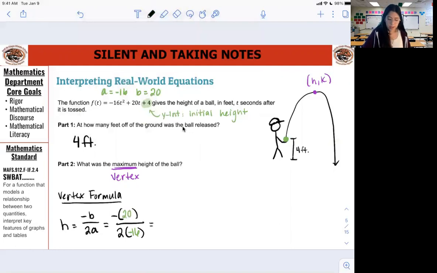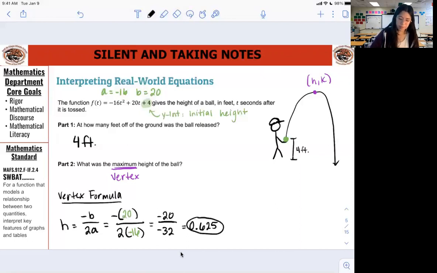So negative 20 over negative, what? 32. This is a calculator problem. Calculators are allowed, so go ahead and use your calculator. What do you get? Negative 20 divided by negative 32 is 0.625. Good. Now, this is my h value. When I look at the question, am I looking for the h value or the k value? It's asking for maximum height, so the k value.